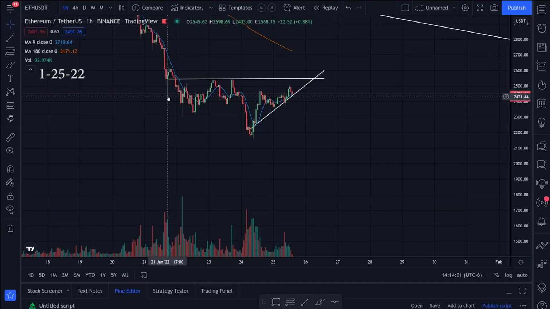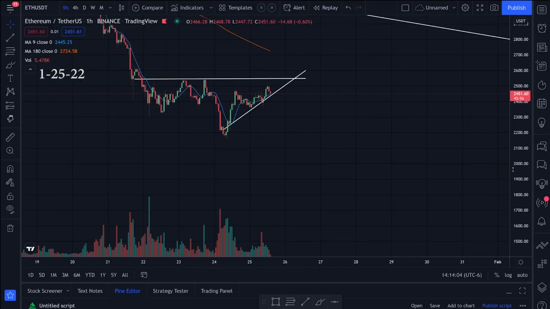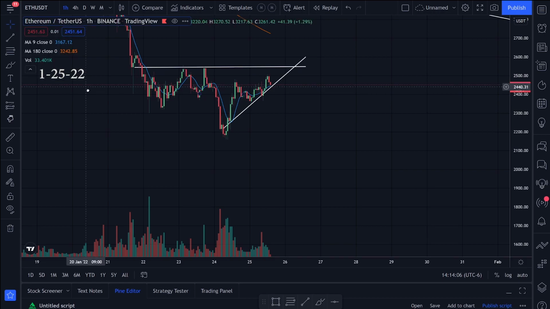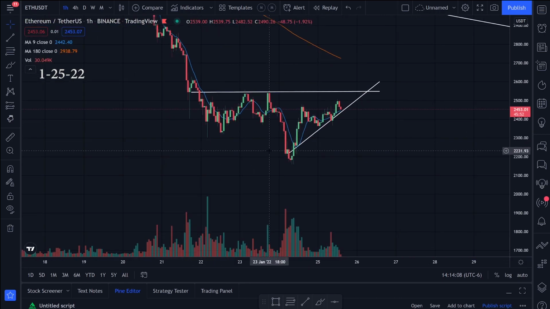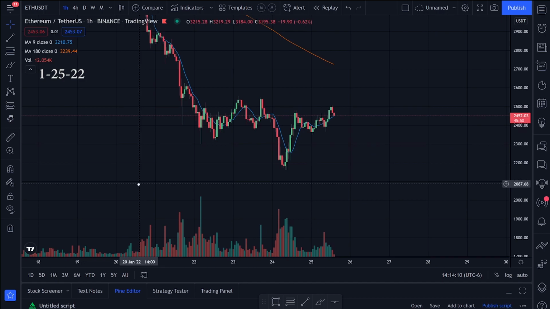Let's take a look at the chart action for Ethereum. Okay, so here's what we're looking at. We're on the 1 hour time frame right now. I don't usually like looking at the 1 hour, but we can see some good detail. Let's go ahead and delete everything.